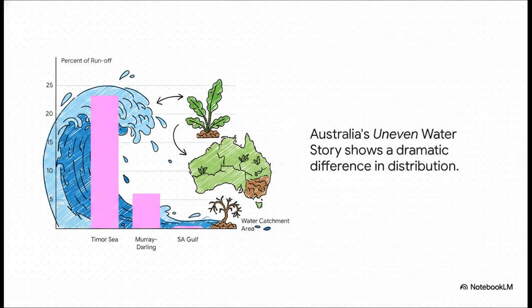This is the concept of space in action. The distribution is incredibly uneven. The Timor Sea catchment gets almost a quarter of the entire country's runoff, while the huge Murray-Darling Basin only gets about 6%, and the South Australian Gulf gets practically nothing. This one single factor shapes everything from the environment to agriculture.